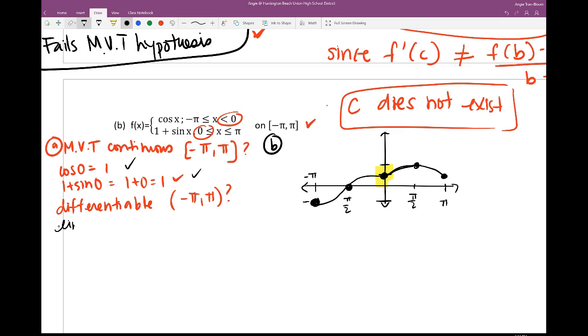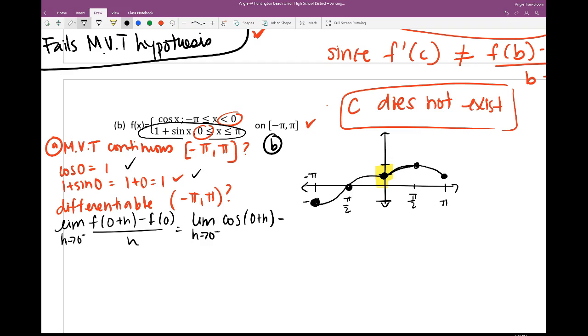Okay, limit as h approaches 0 from the left of f of 0 plus h minus f of 0 all over h. The issue is really at 0. So if I'm coming from the left, I would have to use cosine. So here we go. Limit as h approaches 0 from the left of cosine of 0 plus h, minus f of 0. F of 0 must come from here. So that means f of 0, sine of 0 is 0, 0 plus 1 is 1. So that's 1 all over h. Okay.